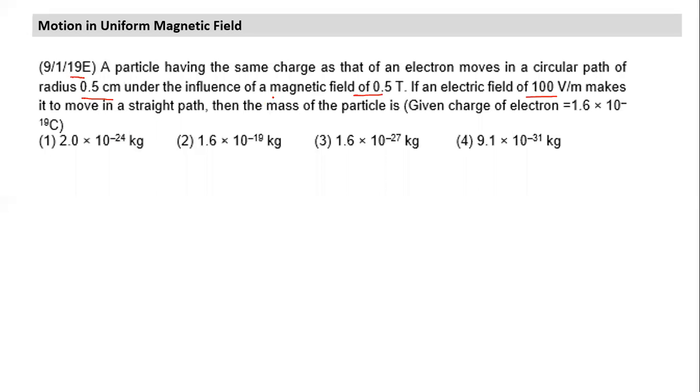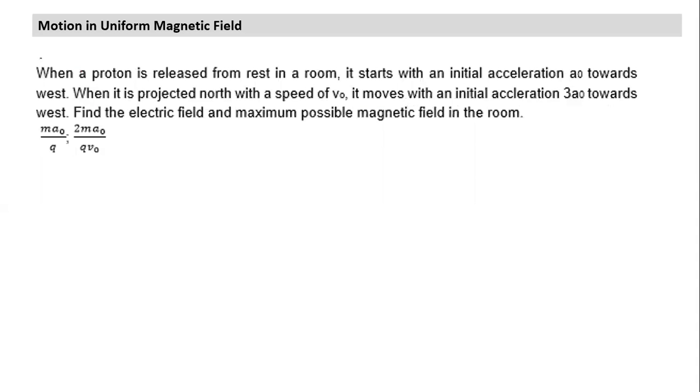So this question is a combination of electric field forces and magnetic field forces, and when it moves in a straight path, it means both forces cancel out each other. Then find the mass of the particle. This question is not too difficult. This is a part of today's assignment, so all of you can try and solve it later on. Okay. Let's look at the next question.